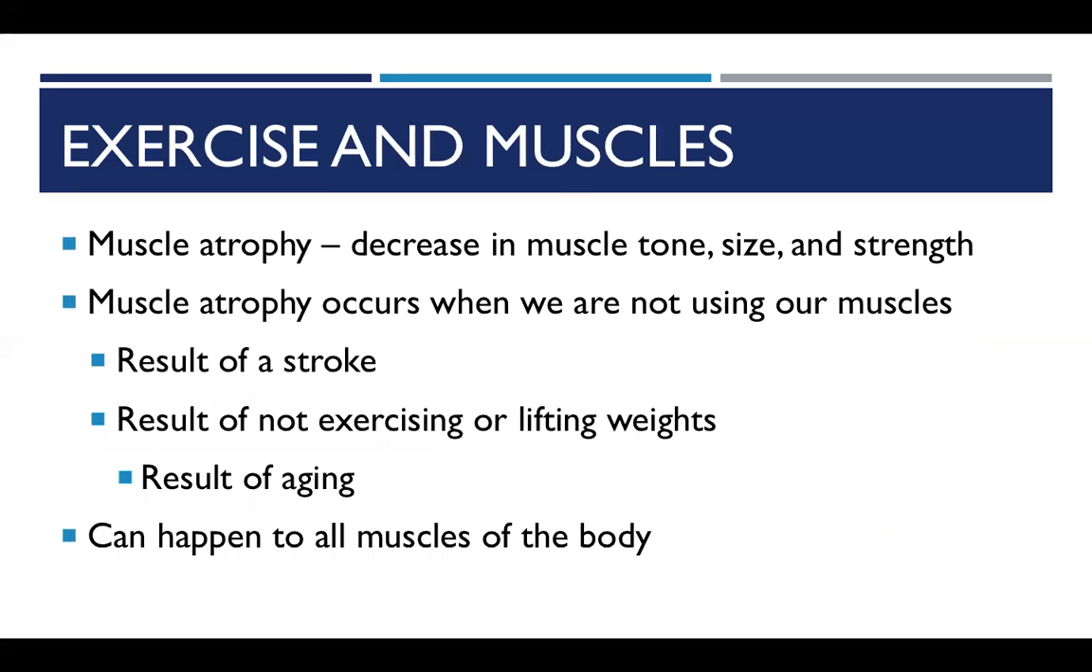So now talking about exercise and the muscles themselves. So muscle atrophy. This is a decrease in muscle tone, size, and strength. This can occur when we don't use our muscles. This can happen when we have a stroke. It can be a result of not exercising or lifting weights. And it is a natural result of aging. As we get older, our muscles tend to atrophy just a little bit, and this atrophy can happen to all muscles of the body.